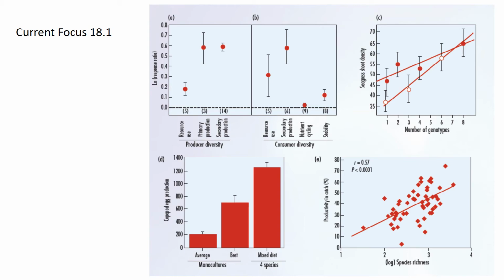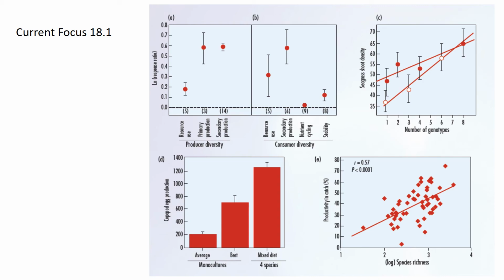In panel C, this is a bit simpler to understand. So here on the x-axis we have the number of different genotypes of seagrass. So imagine a bed of seagrass with a number of different genotypes of seagrass mixed amongst that bed. Basically, the greater the number of genotypes, then the higher the seagrass shoot density. So in other words, these higher diversity seagrass beds seem to be able to exploit the maximum number of resources in that particular system, leading to higher seagrass shoot density.